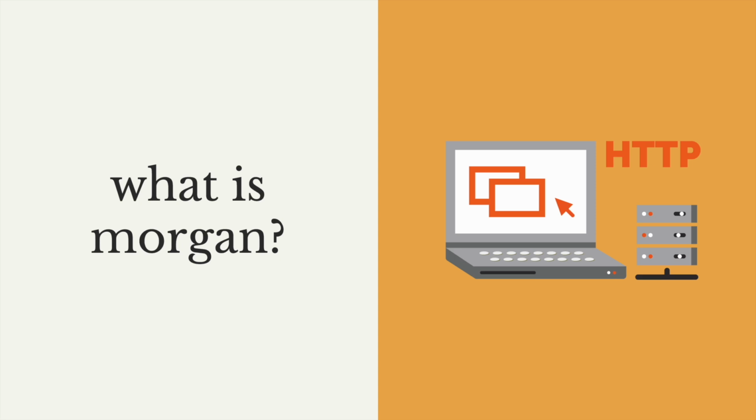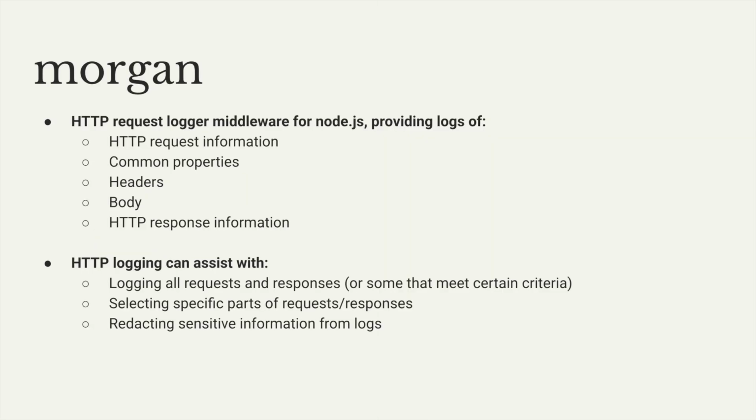Okay, so what is Morgan? Morgan, as I said earlier, is just an HTTP request logger middleware for Node.js, which helps provide logs of HTTP request information, common properties, headers, body, as well as HTTP response information. So anything related to our HTTP requests and responses that we handle will be shown with Morgan.